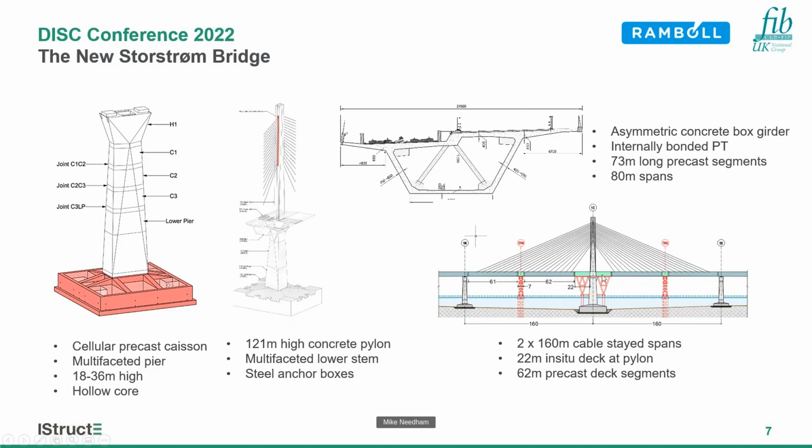There's a 22 metre in situ deck just at the pylon, and then 62 metre precast deck segments are brought in and stitched together to make the deck. The deck itself is an asymmetric concrete box girder with internally bonded PT, made up of 73 metre long precast segments that are stitched together into 80 metre spans.